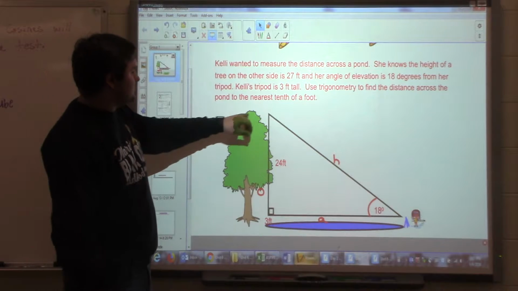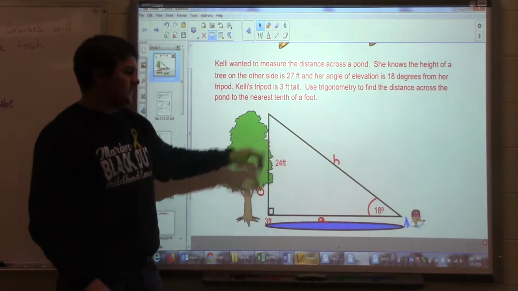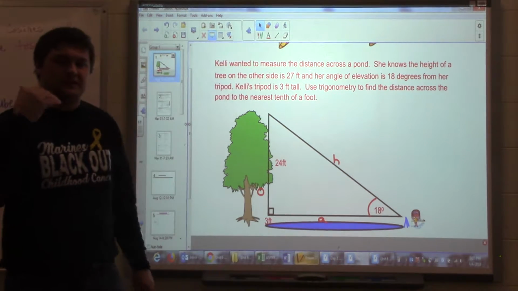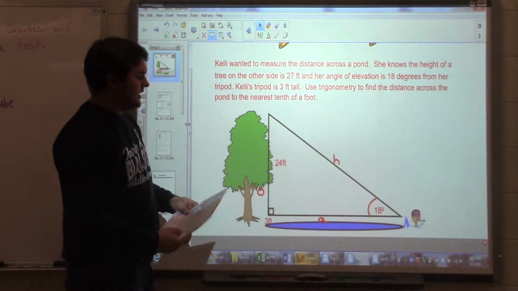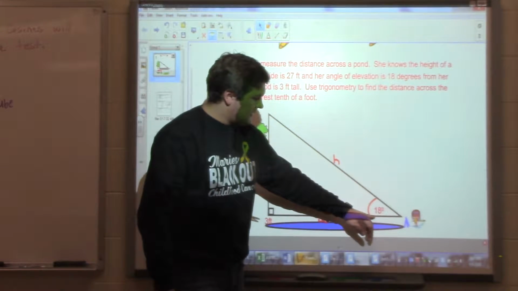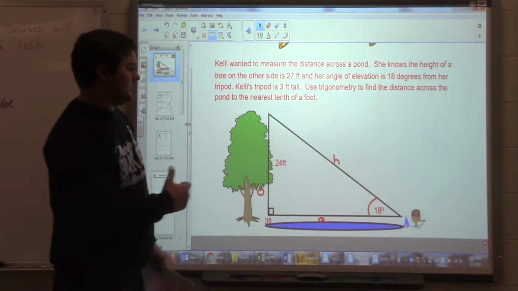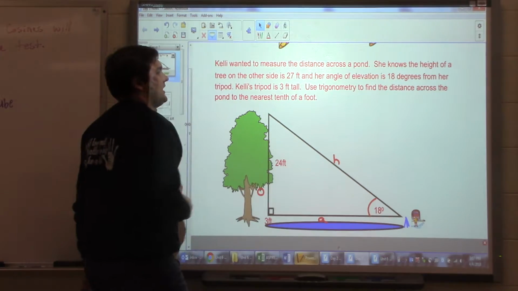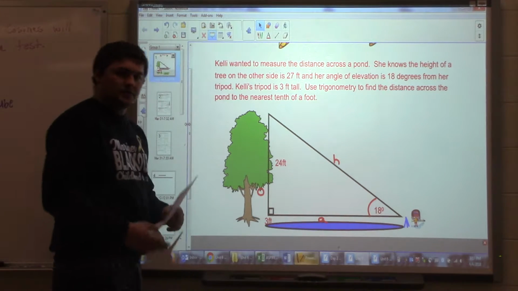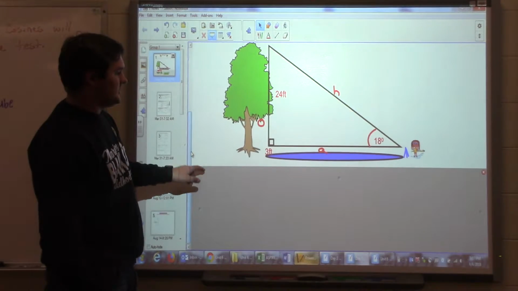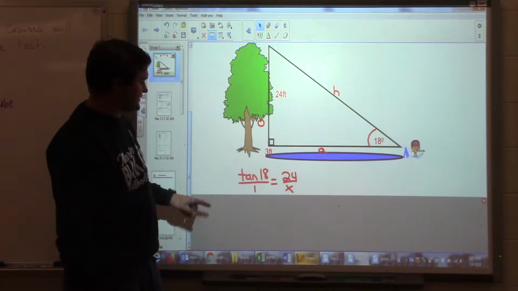But if we look at it, we know the tree is 27 feet tall. But the only part of my triangle is 24 feet because her tripod is 3 feet above the ground. So the height of the tree in my triangle is only 24 feet. The angle of elevation from the tripod up to the top of the tree is 18 degrees. So I know an angle, I know the opposite side. I want to know the distance across the pond. I want to know the adjacent side. So opposite and adjacent is going to be tangent. So tangent of 18 degrees should equal opposite 24 over x.